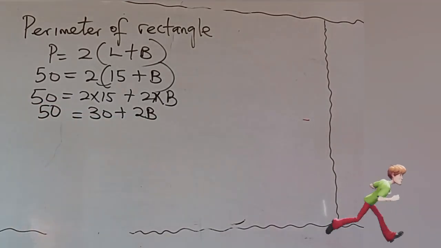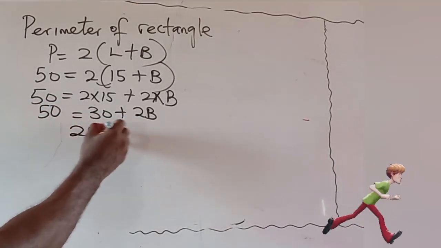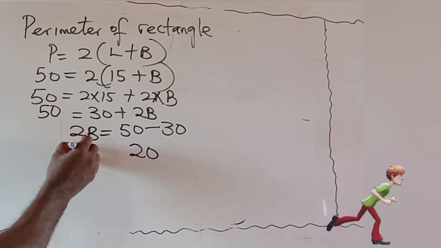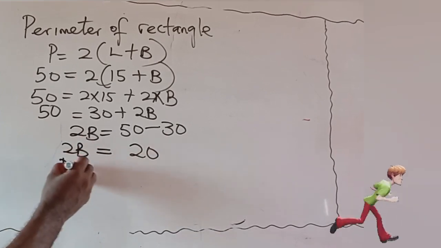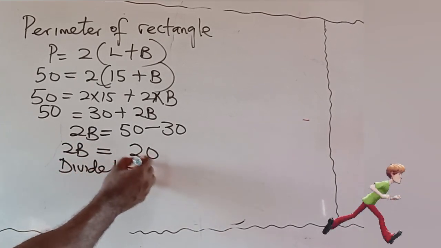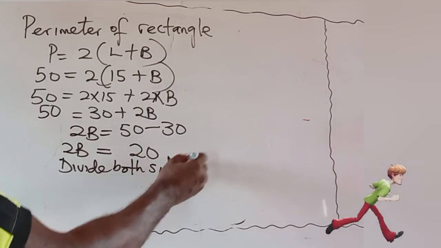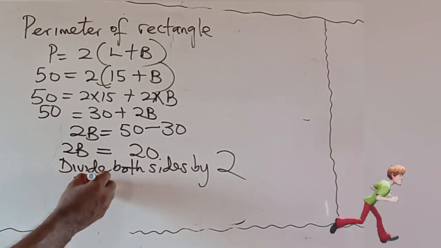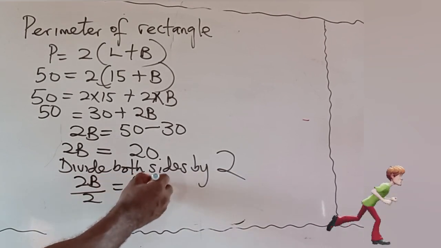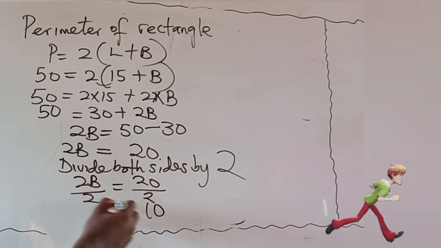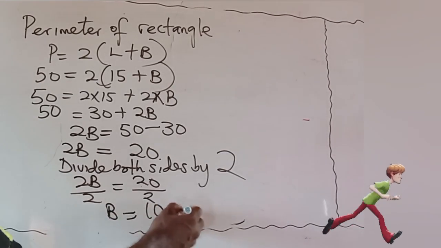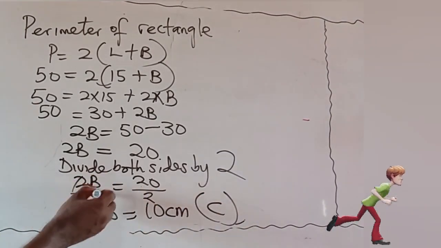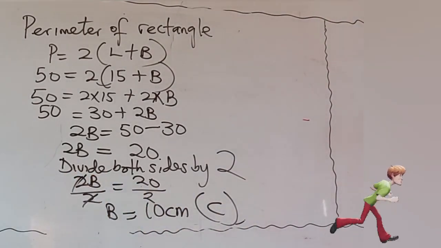Now collect like terms. 2b will be equal to 50 minus 30. Then we have 2b equals 20. Don't forget, you divide both sides by 2. Scholars, are you following me? Divide both sides by 2. You have 2b over 2 equals 20 over 2. Before I finish, you should know that the answer will be 10 centimeter. Now let's check the option. The option is C. Scholars, the answer is C. Hope you are getting it.